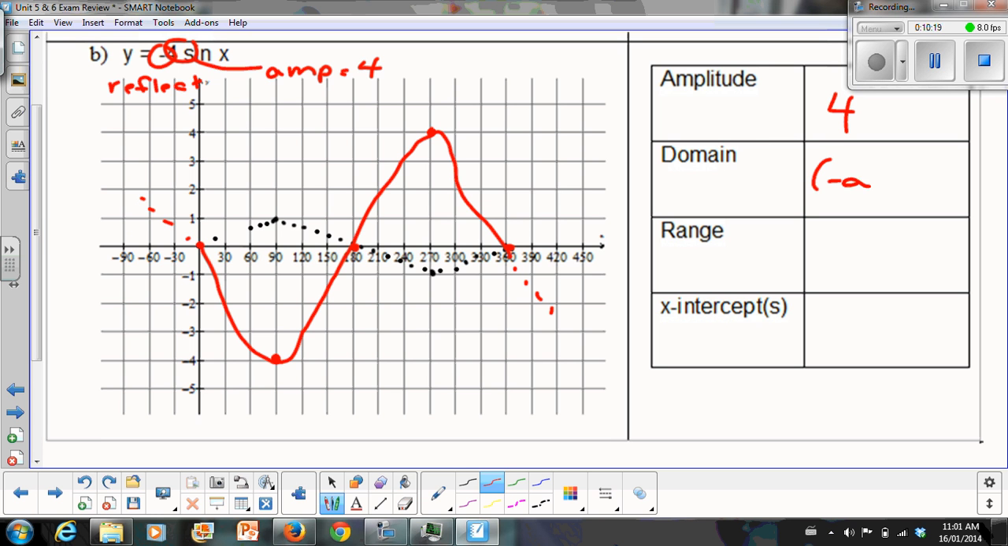The domain, we'll add some dots. The domain of every trig function is negative infinity to infinity, because technically it does cycle forever. The range would be from the minimum to the maximum. And in this case, the x-intercepts are at 0, 180, 360. They are every 180 degrees. So we write it as 180n, and then the y value is 0. And we can write that n exists as an integer. So if n is 0, the answer is 0. If n is 1, it's 180. If n is 2, it's 360, and so on.